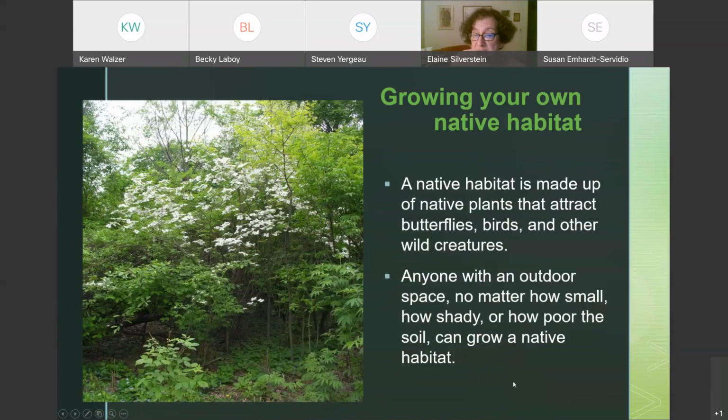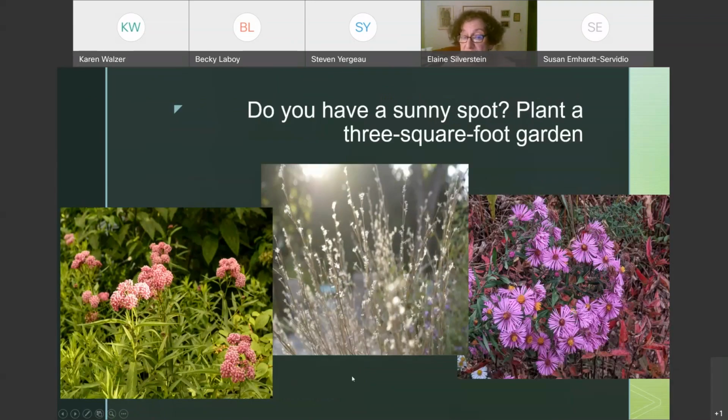So, growing your own native habitat. As we have already seen, a native habitat is made up of native plants that will attract butterflies and birds and other wild creatures. Anyone with an outdoor space, no matter how small it is, how shady, or how poor the soil, can grow a native habitat. You can do it in 3 square feet. If you have 3 square feet in a sunny spot, even if the soil is like beach sand, which is what my soil was like when I started gardening, you could plant a milkweed, a native grass, and an aster.